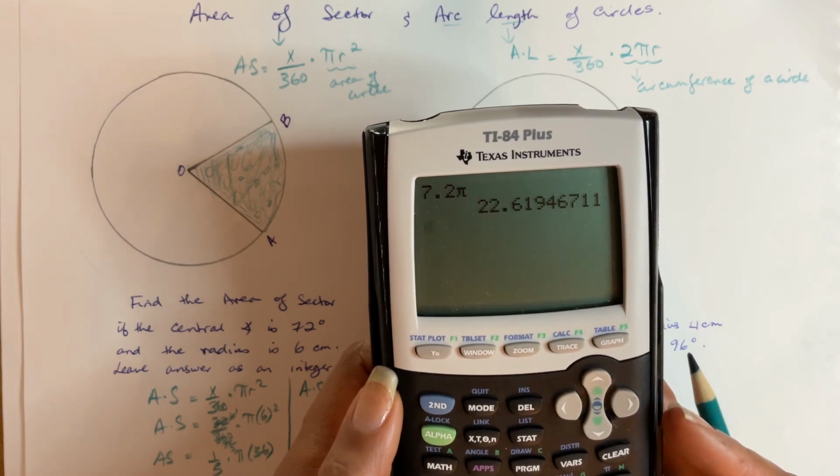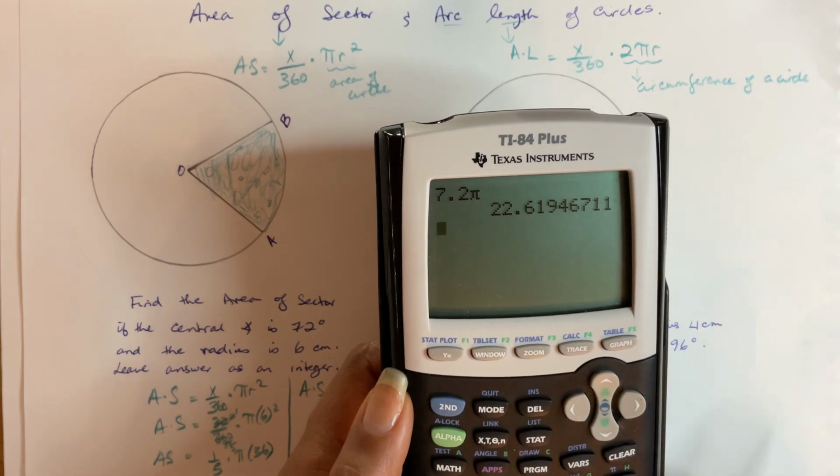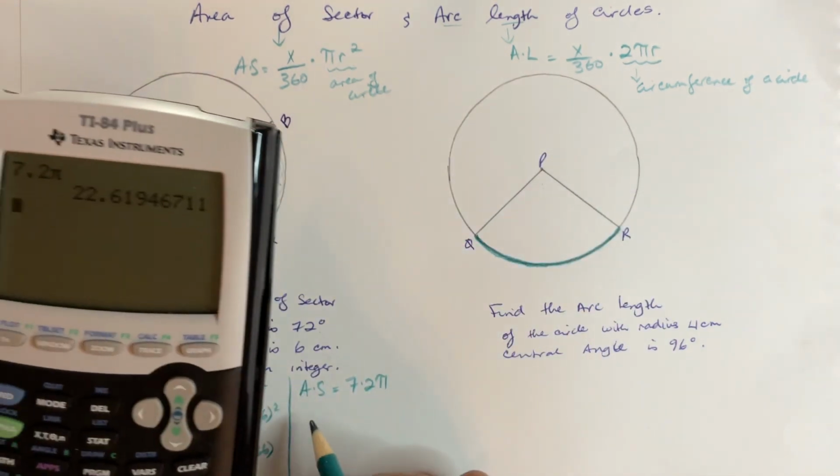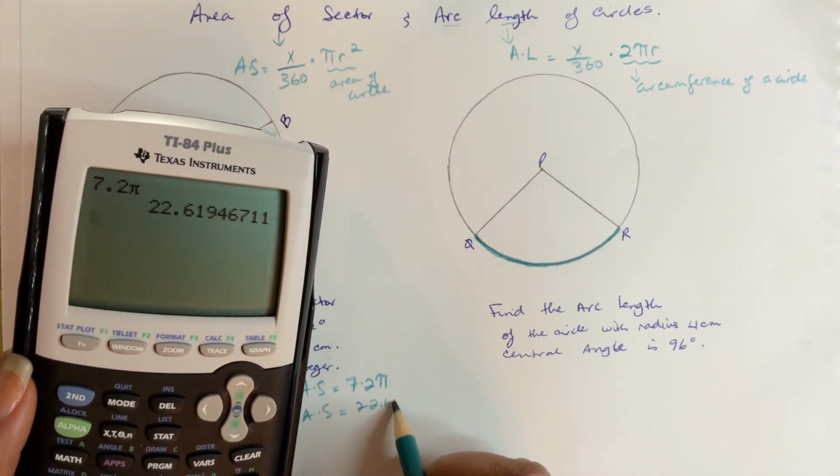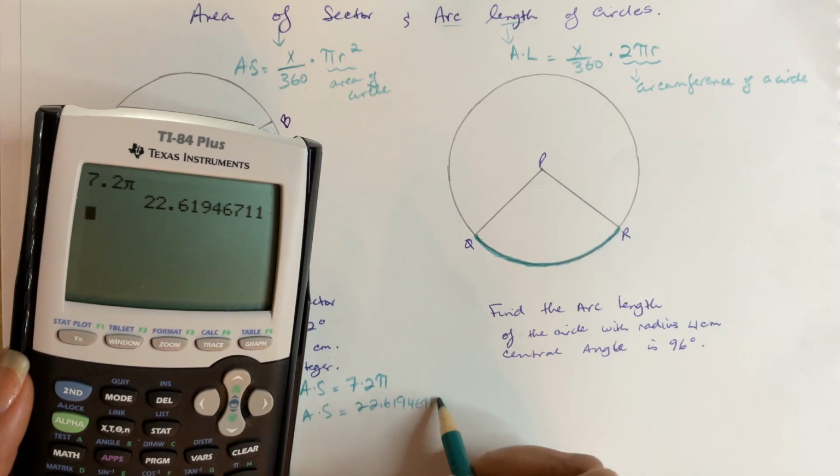You get 22.619. Do not use 3.14. Okay, so use the pi button on your calculator. AS is equal to 22.619467111.